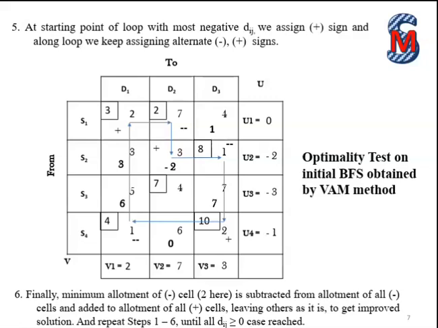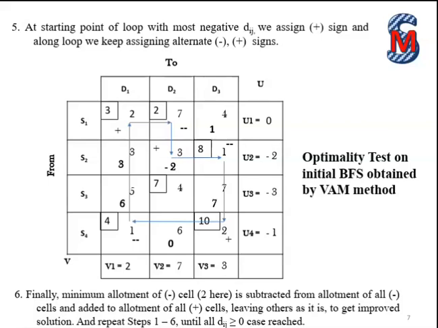Now in step 6, we look at the minimum allotment of the minus cells. So here we have 3 cells with minus sign. The allotment at the first cell with minus sign, S2D3, is 8. The allotment at the second cell with minus sign, S4D1, is 4. And the allotment at the third cell with minus sign, S1D2, is 2. So the minimum allotment of minus cells is 2 here.